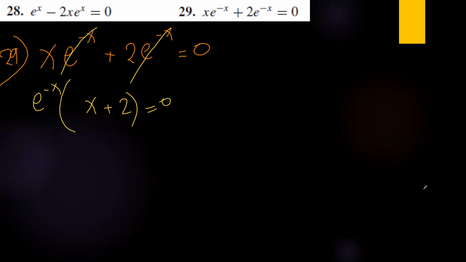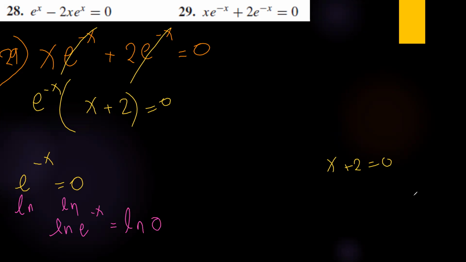So we have two solutions. e to the power negative x could be 0, and x plus 2 could be 0. Now e to the power negative x is 0, as I told you, raise ln to both sides. So ln of e to the power negative x is ln of 0. So ln cancels e, and negative x will be ln 0. This cannot be, because if you try it in the calculator, it gives you an error. Now x plus 2 is 0, so x is negative 2.